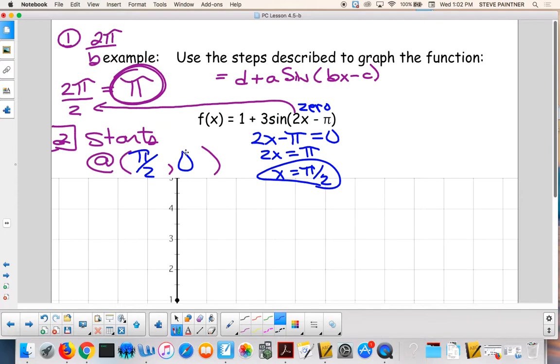Where do I end? This is number 3. Ends at, well, take your starting point, which was what?